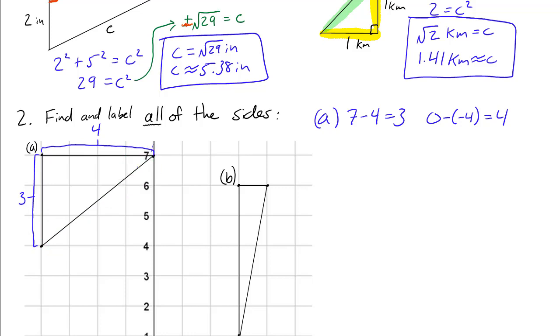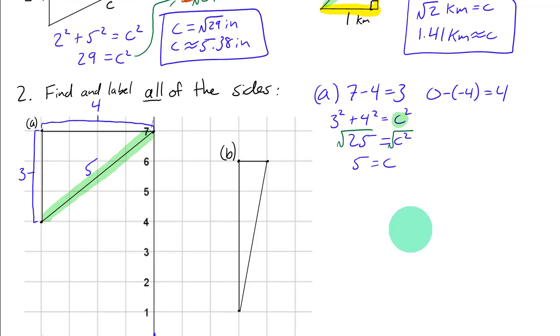Now the hypotenuse here, this side, we're going to use the Pythagorean theorem to say that this is 3 squared plus 4 squared must equal that hypotenuse c squared. So 3 squared is 9, 4 squared is 16, so 9 plus 16 adds up to 25 equals c squared. So the square root of that is 5. Okay, so this one is 5.